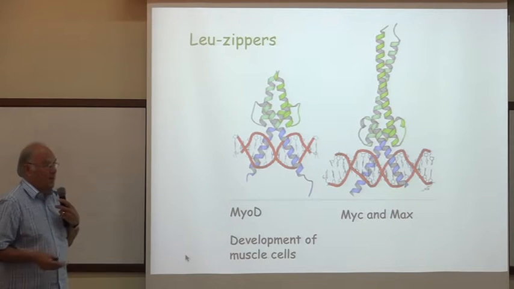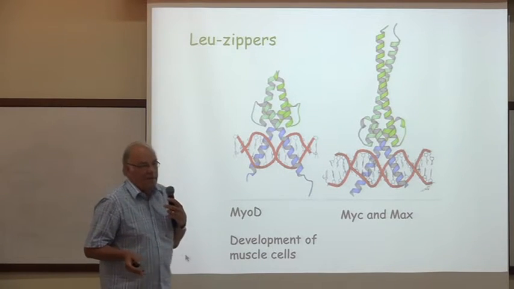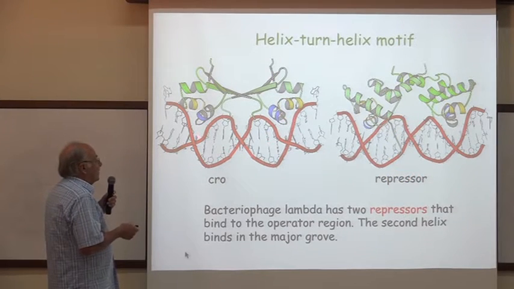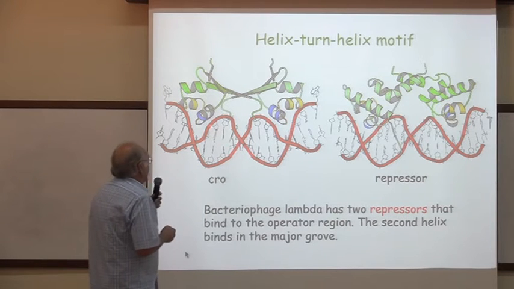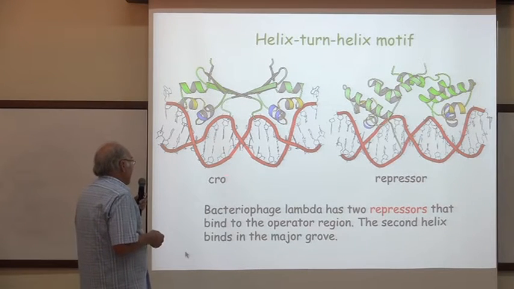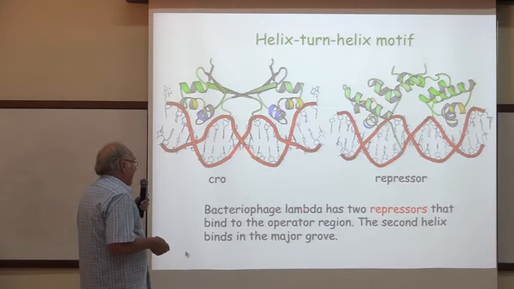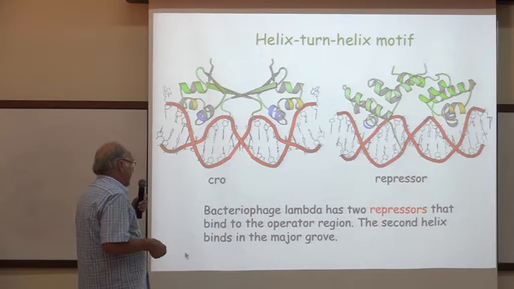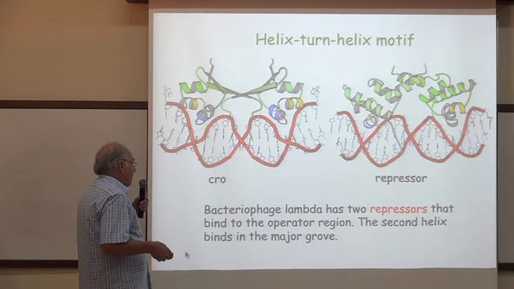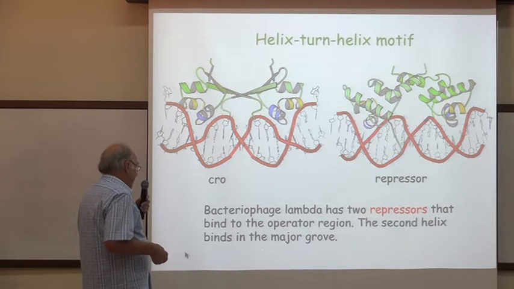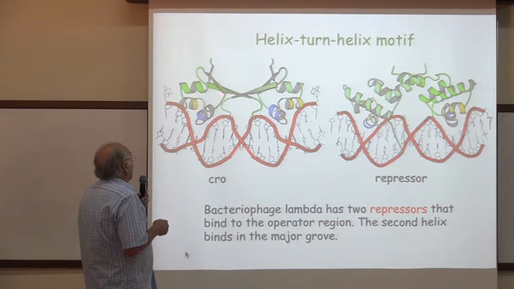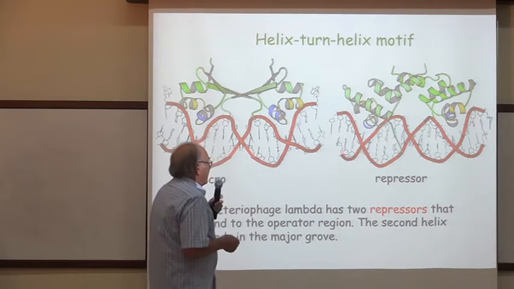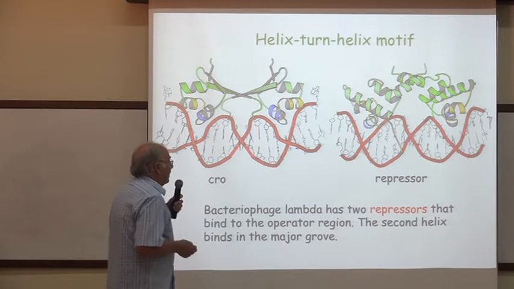So these are all dimers because the DNA is basically, in this case, you can see that the DNA is slightly bent also. So this Cro and the repressor here, they come from bacteriophage lambda. It has 2 repressors that bind to the operator region. And the second helix binds in the major groove. Second helix of the protein binds in the major groove. So both these are 2 different repressors in the bacteriophage lambda.